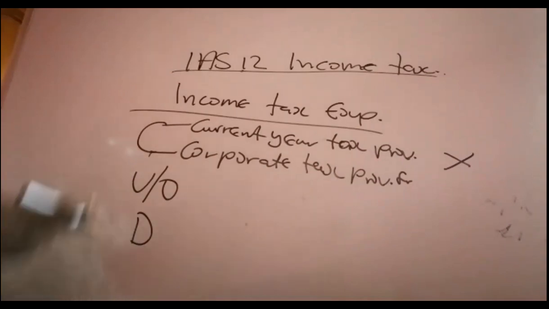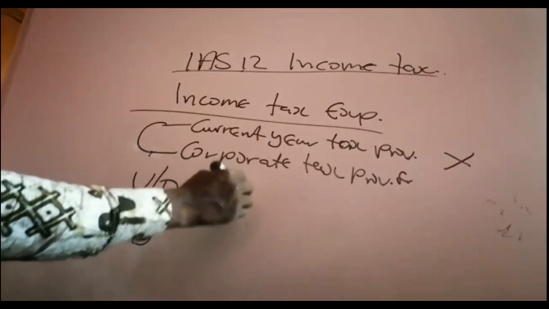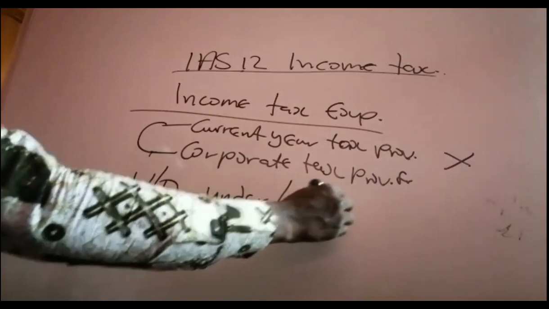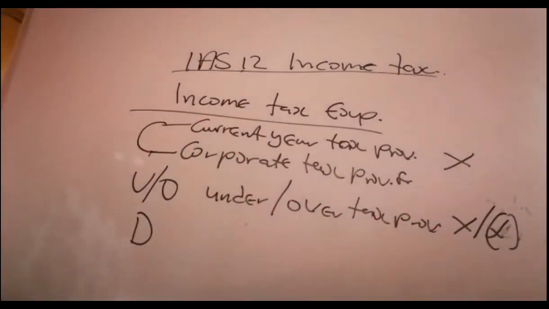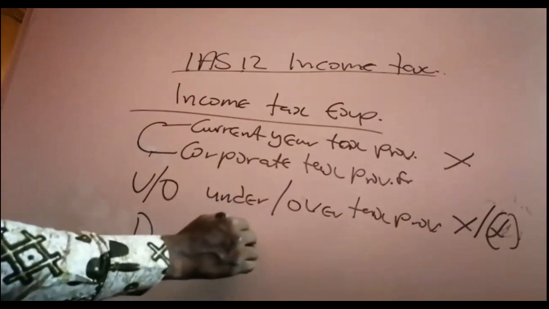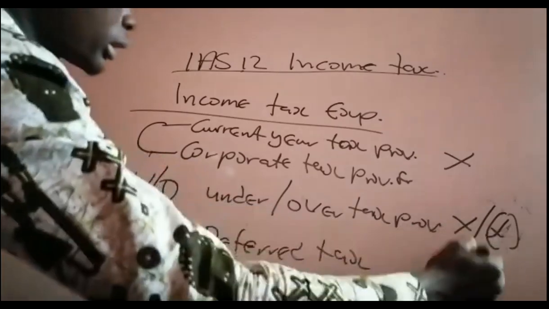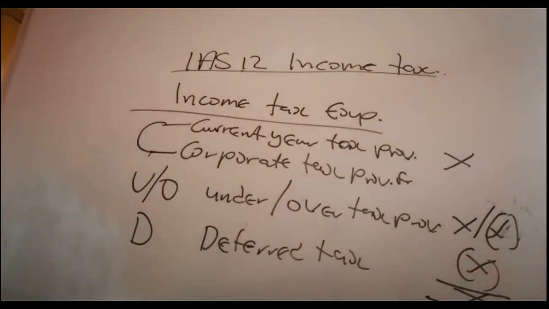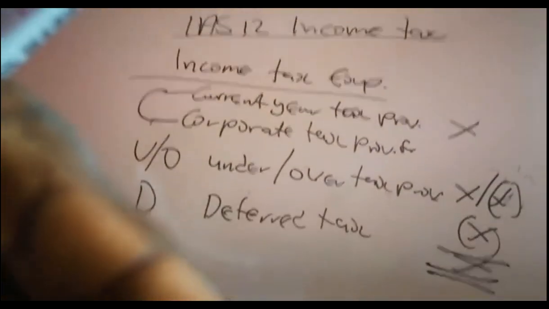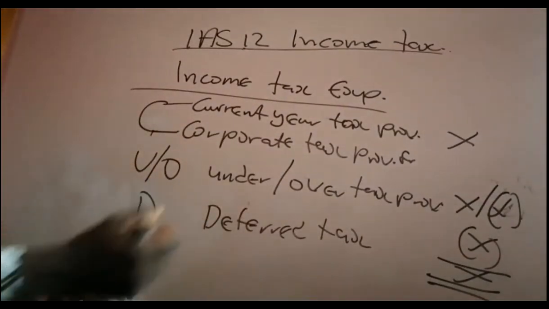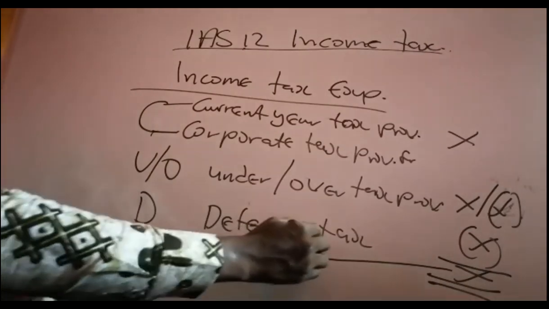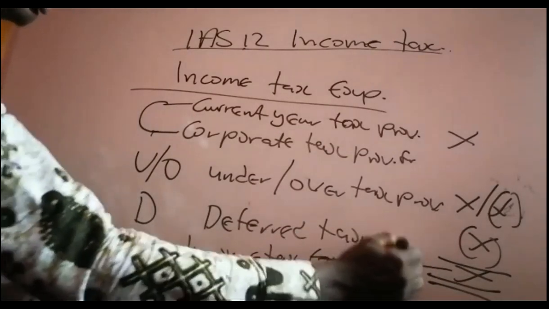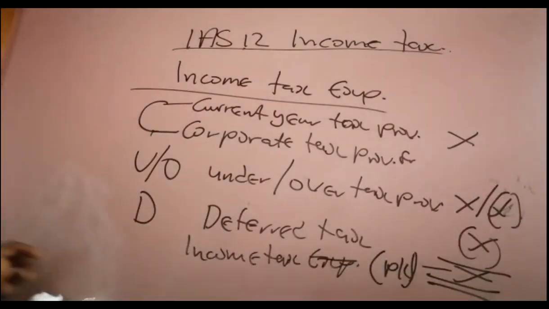Good. The U is under or over tax provision. If it is under, you add. If it's over, you subtract. And finally, D, movement in deferred tax. So this is the income tax expense. The income tax expense that we are going to include in the financial statement is taken to P&L. This figure, the income tax expense, is taken to where? P&L, the profit and loss. That's it. Great. Now let's take them one after the other and do justice to them.